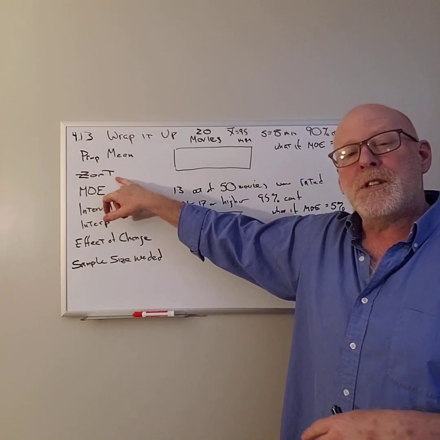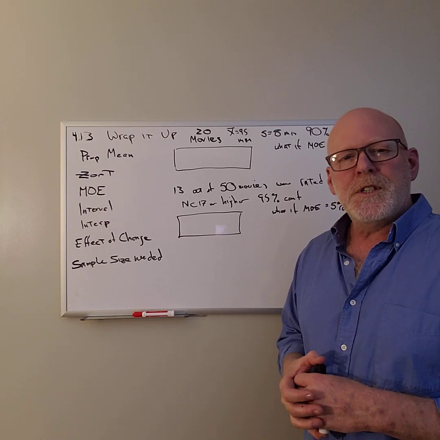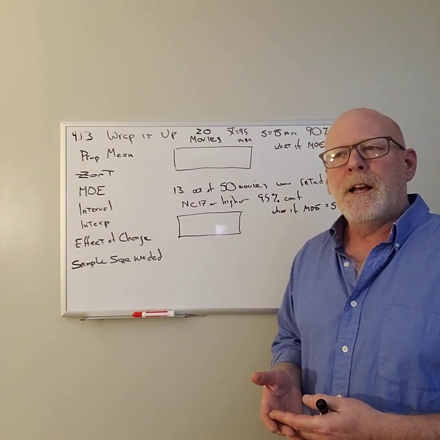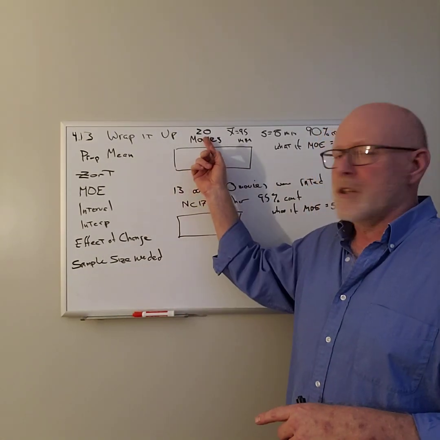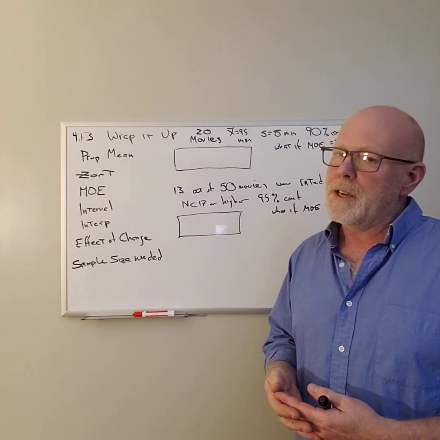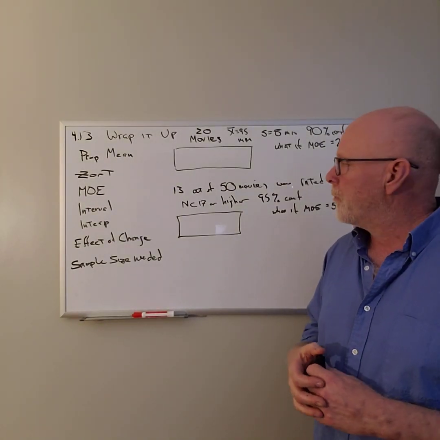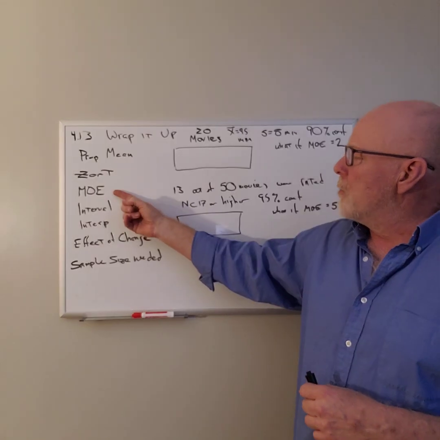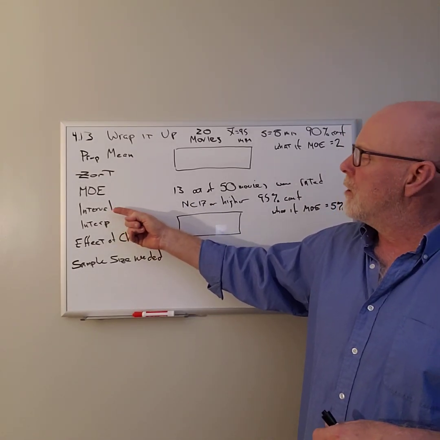Z situation or T situation? Well, in order to use Z, we need one of two things. We need either the sample size to be 30 or more, which it is not, or we need to know the standard deviation of the population, which we don't. So this is going to be a T situation. To calculate the margin of error, you already know how to do that. You'll have the formula with you for the test.